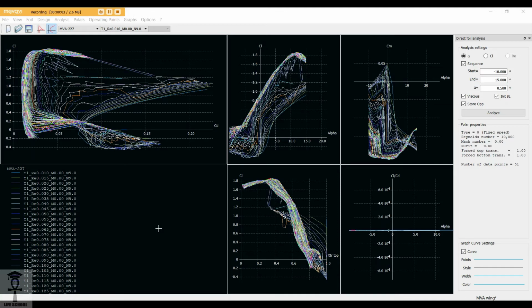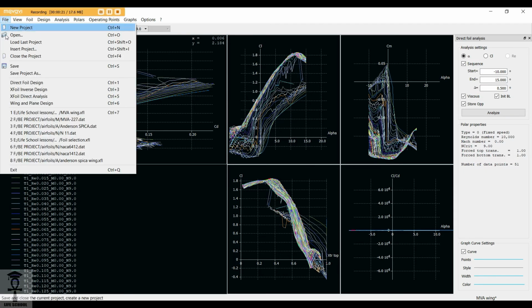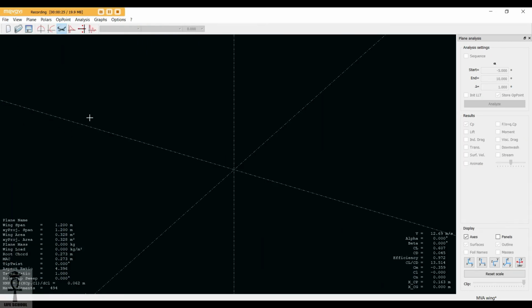So we have completed our foil analysis. As we have seen in the last part, we have completed our foil analysis and we selected the foil to be MVA 227. Now after analysis, we need to design the plane in XFLR5. So for that, we need to go to wing and plane design, which can be seen here.